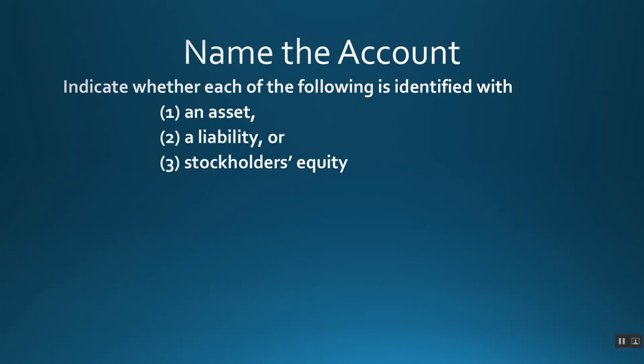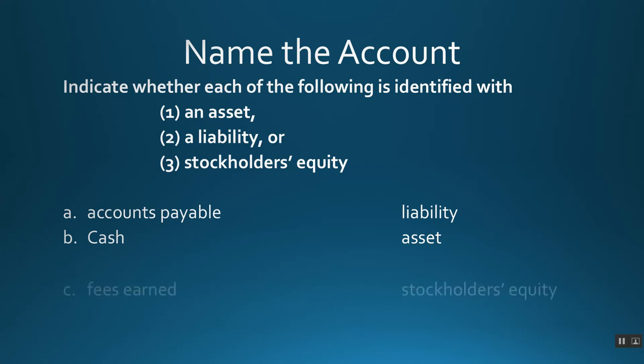So let's do a quick summary here and see how this applies. Indicate which of the following is identified with an asset, a liability, or stockholders' equity. So 1, 2, or 3. Accounts payable, that's a liability. Cash, that's an asset. It was supposed to be separate, it's coming up together, but you get the point.